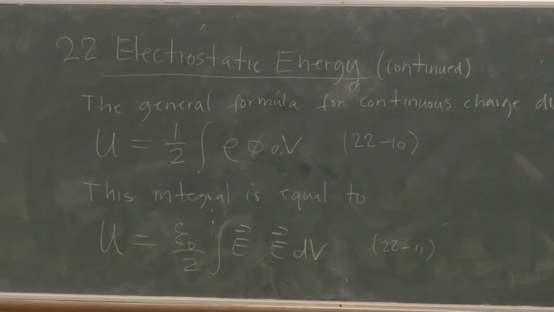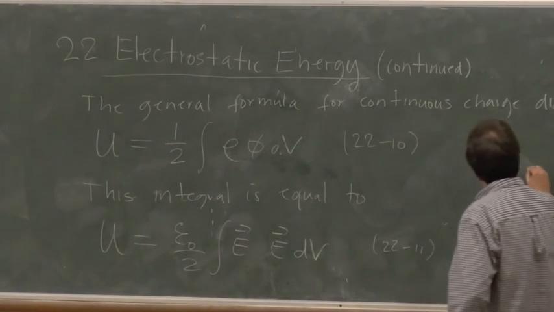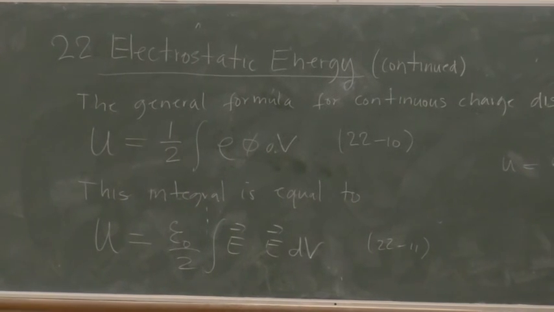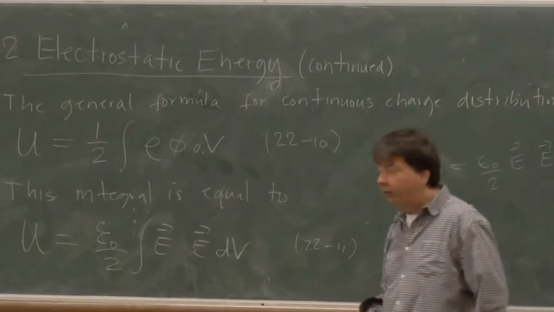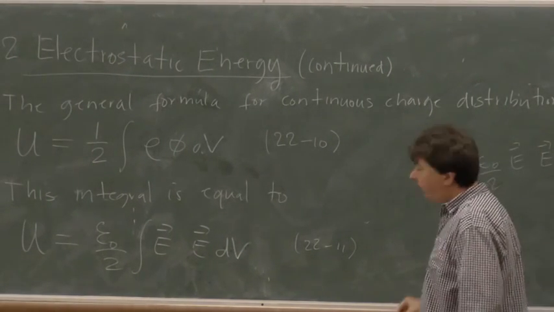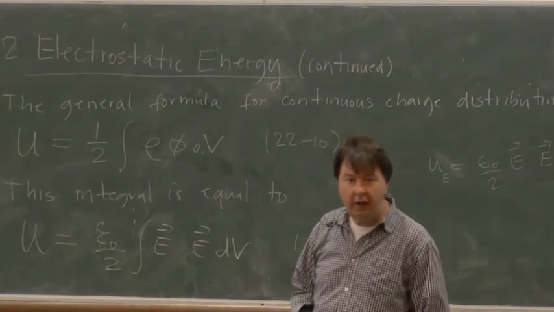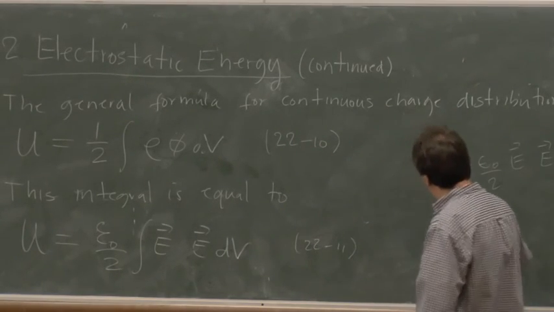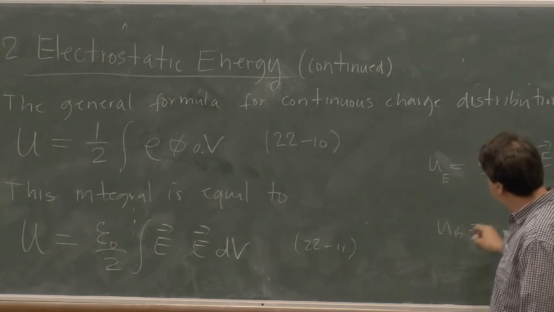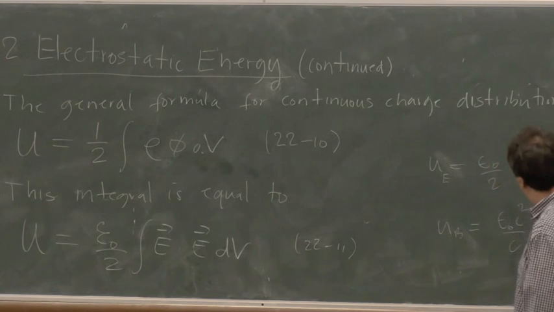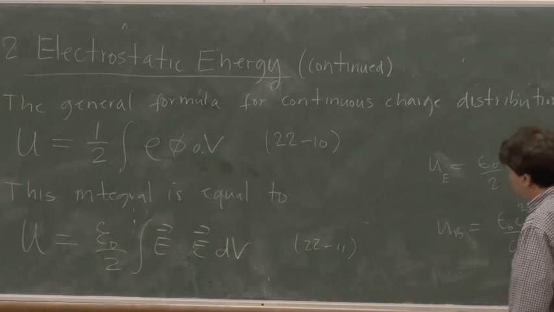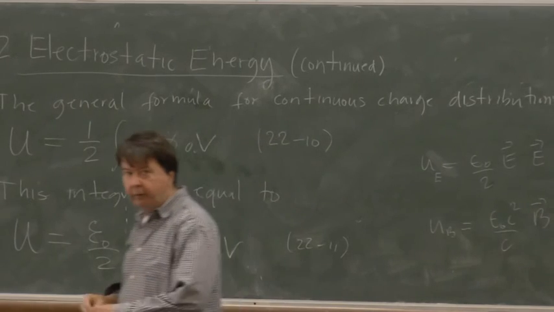On Friday, there's a similar formula, and I'm not going to derive it. I had this formula epsilon naught over 2 E dot E, and you've seen that the formal proof is actually a little bit hairy. I'm going to call that a subscript E next time, because this is the electric energy, and without proof, I'm going to say that the magnetic energy density is epsilon naught c squared over 2 B dot B, and then we'll take it from there.